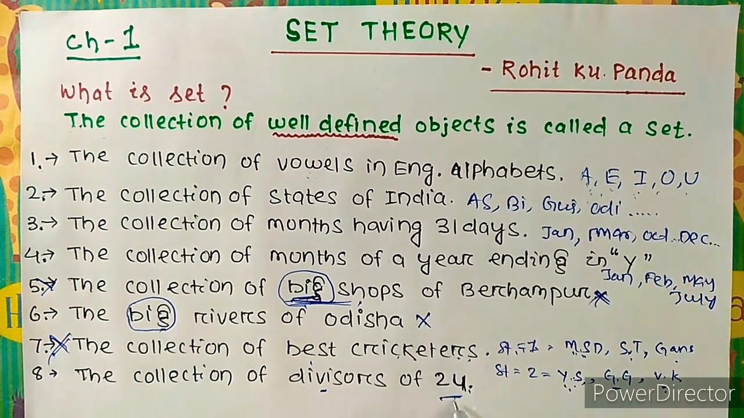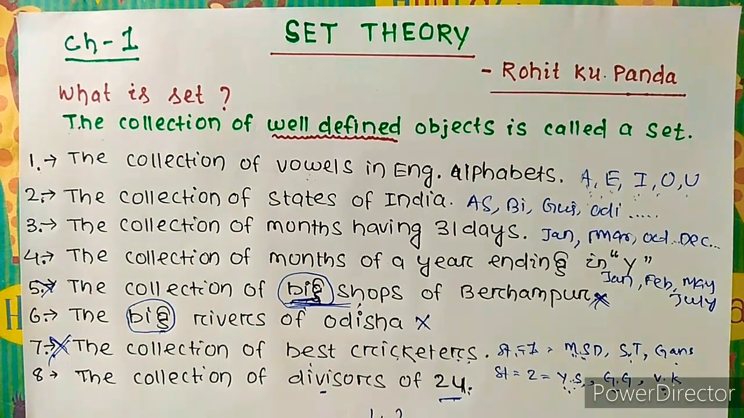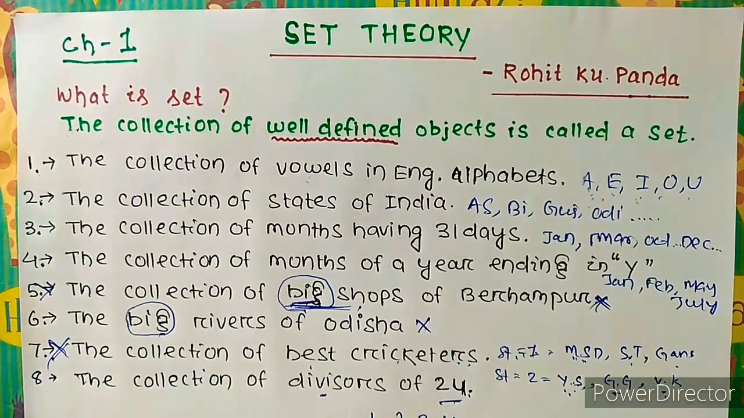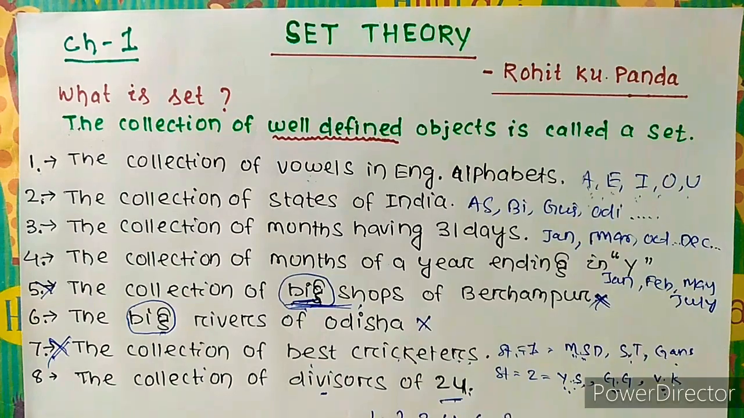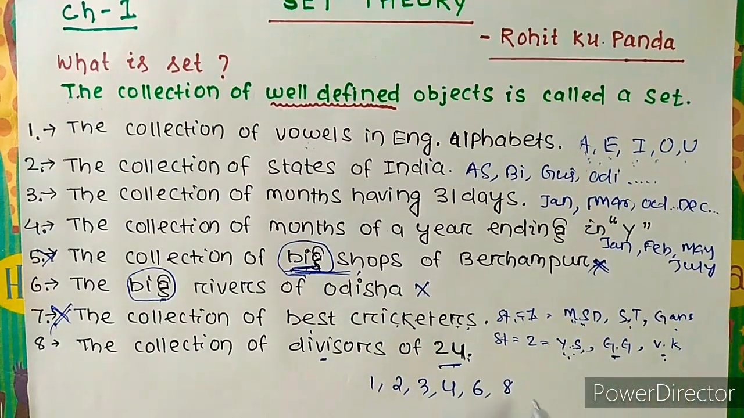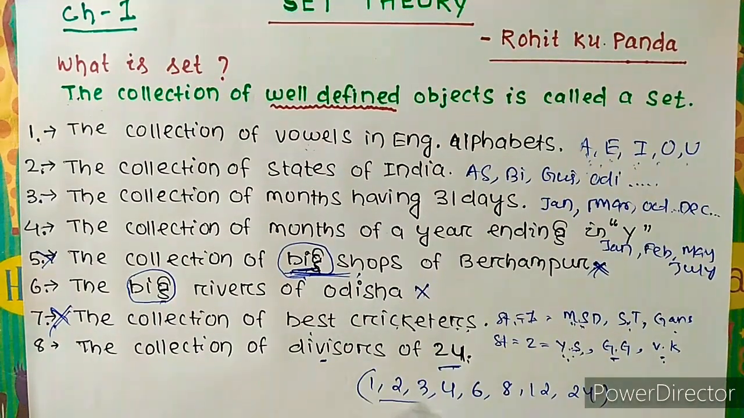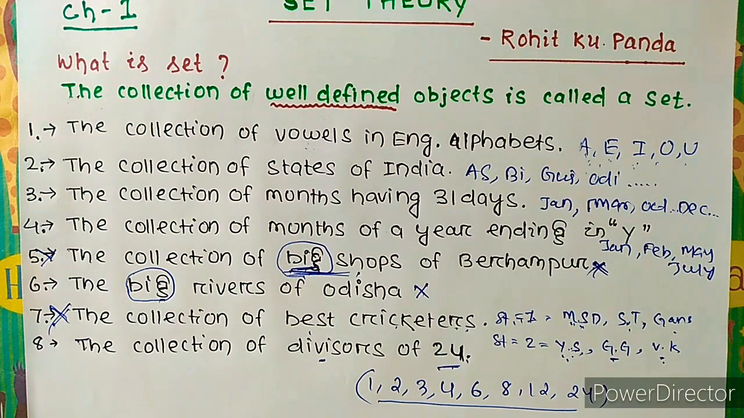So obviously 24 has many divisors: 1, 2, 3, 4, 6, 8, 12, and 24. These are the divisors of 24. No extra divisors will be added to 24. This is definite, no extra number will be added here.